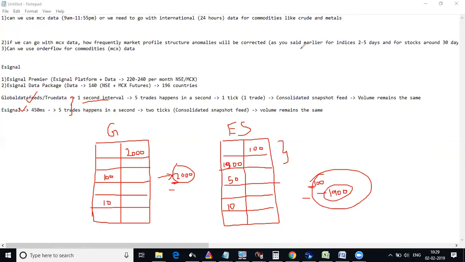So if you want to plug in data to the website, first of all, you need to get the exchange permission. Without exchange permission, if you transmit exchange data, it's a copyright violation, because exchange data is exchange copyright. You cannot display anything, open, high, low, close, or make any derivative data on top of it.